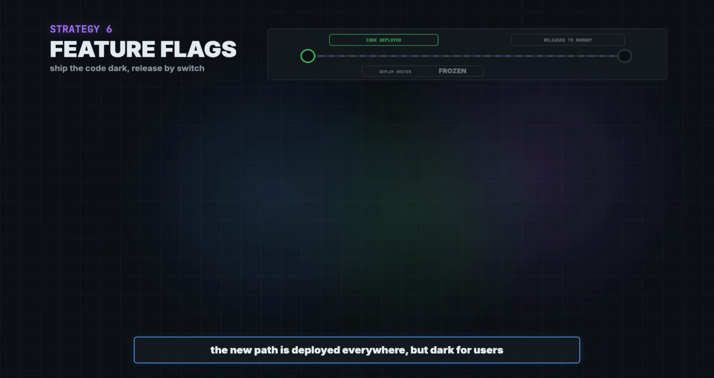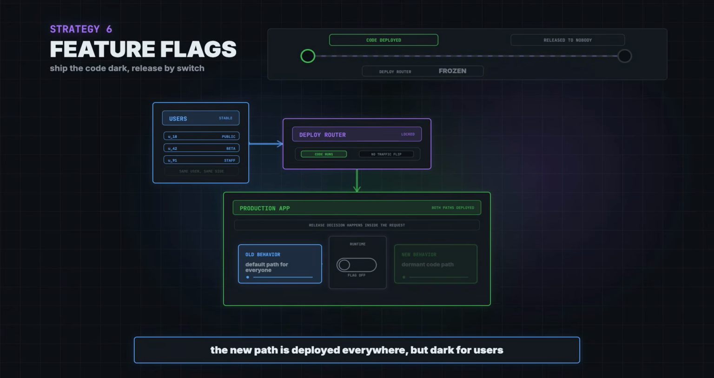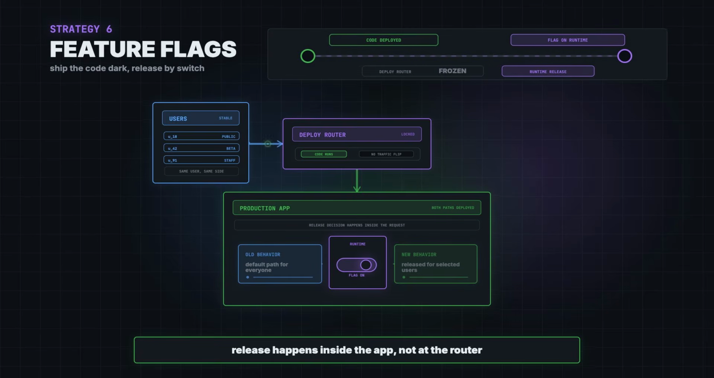A feature flag changes how the system behaves without changing the code that's running. The new path ships to production dark, switched off, and you turn it on at runtime by flipping a switch. This is the strongest form of a deploy that is not a release. Other strategies fold release into the deploy or the router. A flag pulls the two fully apart, so incomplete code can sit in production turned off until you decide it's time.